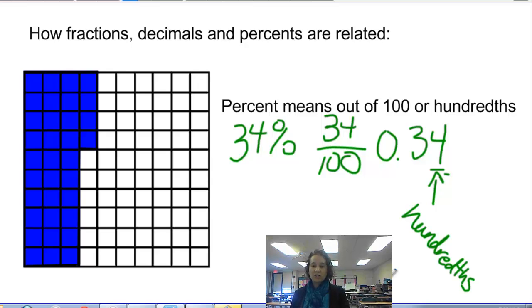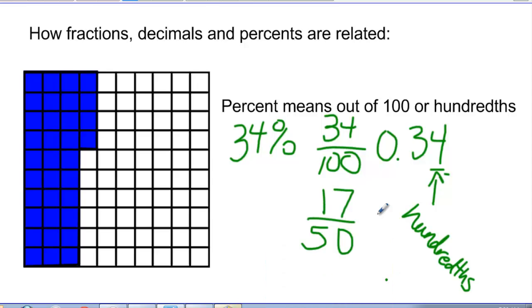Now notice that this fraction, 34 hundredths, is not in simplest form. I could simplify it by dividing both the numerator and the denominator by 2 and write that as 17 over 50. And so it's important to know that not all fractions are written as hundredths, but that we can take any fraction and write it as a percent if we figure out how many hundredths it is. So either by changing it to a decimal and looking at the hundredths that way, or by finding an equivalent fraction that has 100 in the denominator, which you can't do with all fractions, but you can do with some.